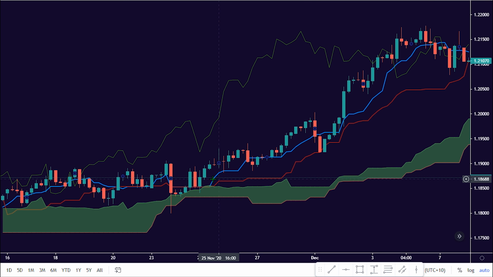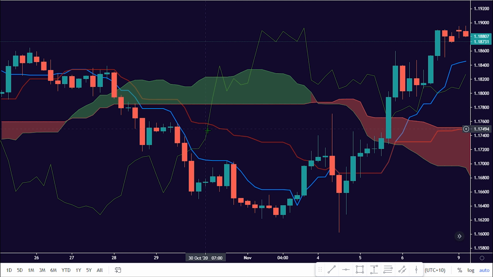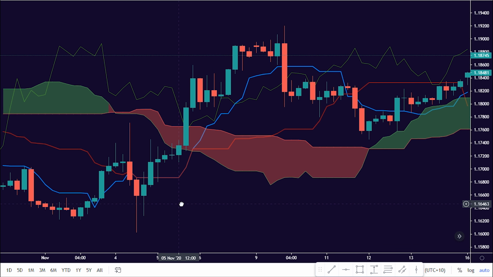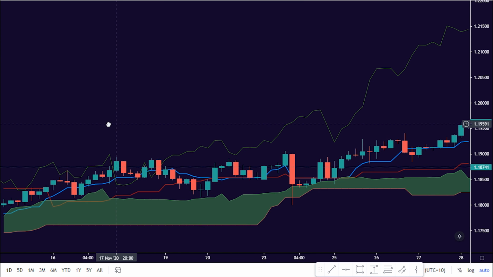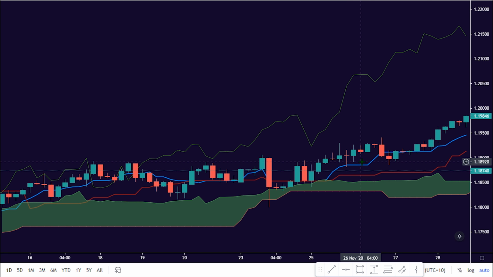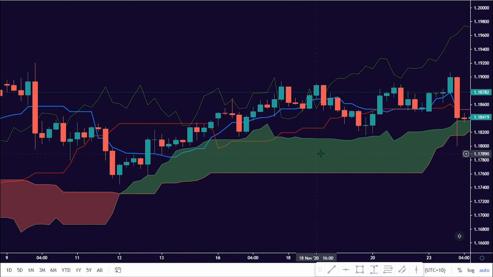So what is the usefulness of the conversion and baselines? Number 1, as we can see on this chart, the conversion and baseline act as support or resistance during trends, just like moving averages. Number 2, the conversion line crossing over above the baseline signifies a change of trend into a bullish phase. Also, the crossover of the lead span A above lead span B signifies a bullish trend. This situation produces a green cloud.